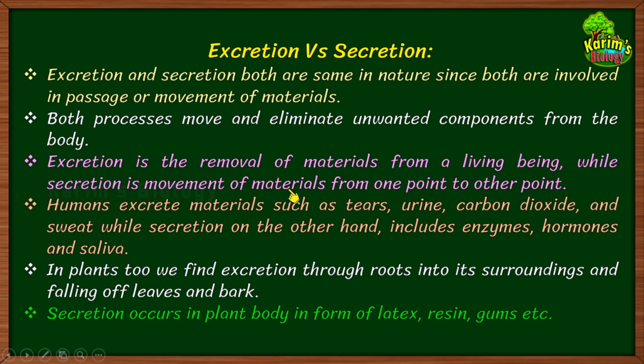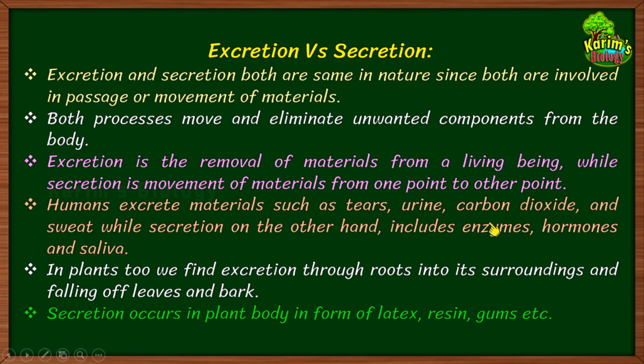But within the organism, if substances or materials move from one part of the body to another point, then that is called secretion. In human beings, we excrete materials such as tears, because tears are sent out of the body, urine is sent out of the body, carbon dioxide is sent out of the body, and sweat is also sent out of the body. As they are sent out of the body, we can call these excretory substances.